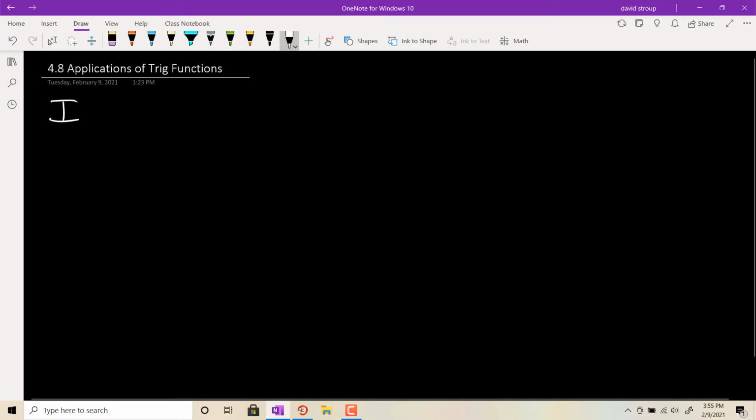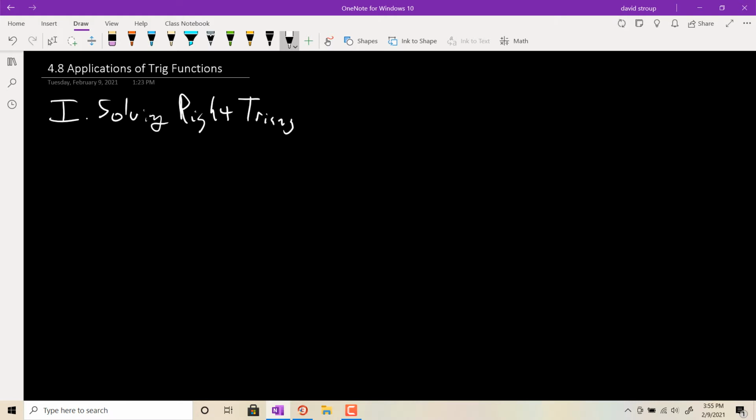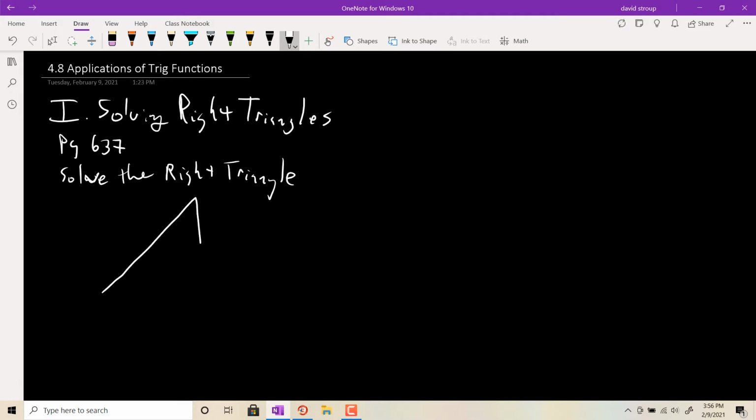So anyways, solving right triangles will be our first mission. And again, page 637 is where the homework starts. The directions: solve the right triangle. That's supposed to be a V. Solve the right triangle. And all that means is to basically fill out the unknowns.